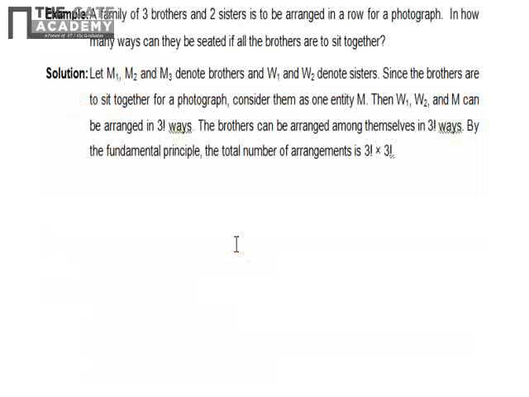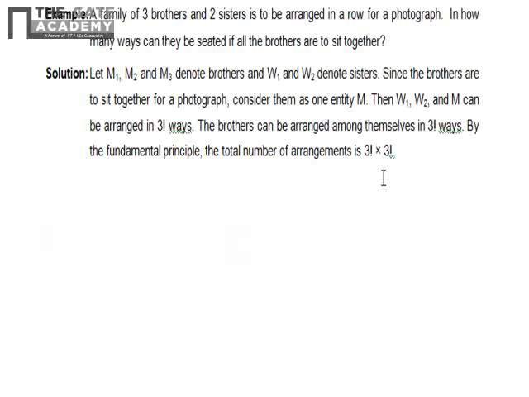Now the next example: a family of 3 brothers and 2 sisters is to be arranged in a row for a photograph. Please keep in mind, if the question says you have to arrange on a stool, arrange on a bench, arrange for a photograph, any linear arrangement, it is always talking about permutation. Okay, so there is one condition in this: how many ways can they be seated if all the brothers are to sit together. That means the brothers should be together.